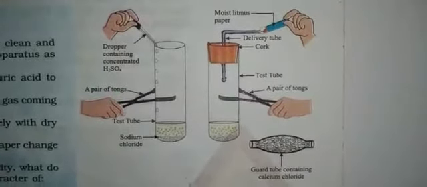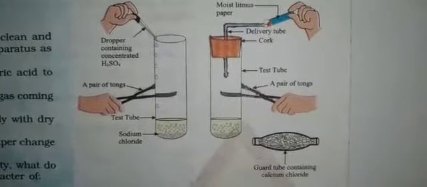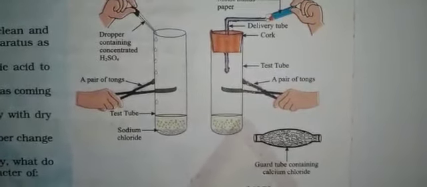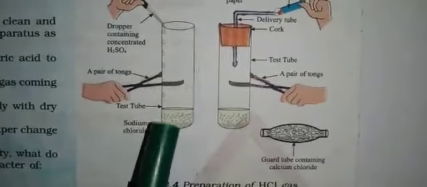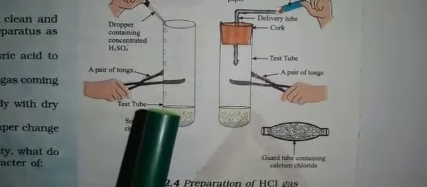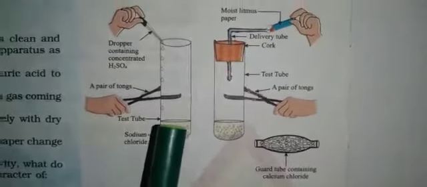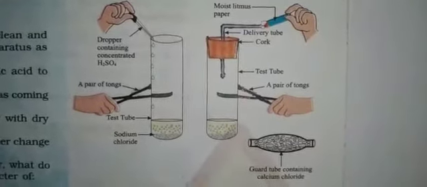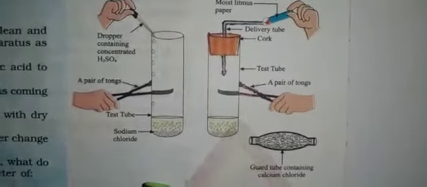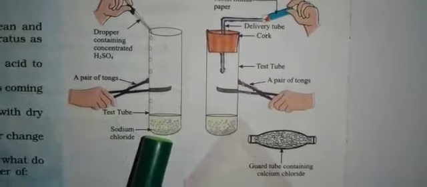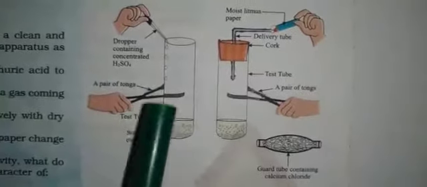Here is the activity to show the reaction of an acid or a base in a water solution. For this we have to take a test tube, and add 1 gram of solid NaCl, which is the normal common salt we use for cooking. NaCl, 1 gram, in a clean and dry test tube. It should be clean and dry, and we have to set up the apparatus as shown here.